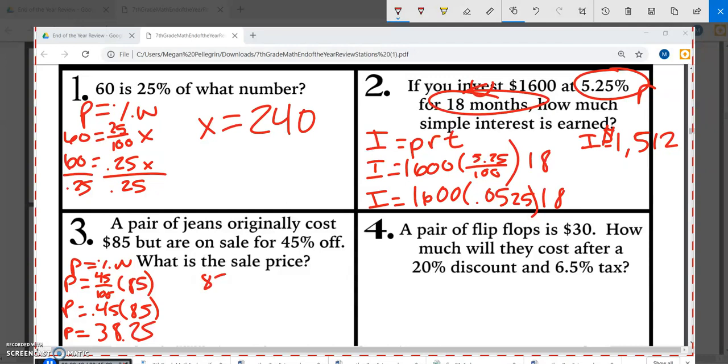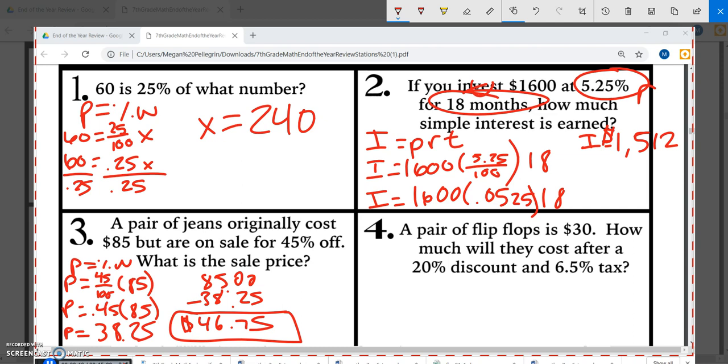Okay, so the original cost was $85, so I have to take away the amount of the discount. And so when I subtract 85 minus 38.25, I get 46.75. Okay, and here's your final answer. I lined up my decimals. I made the work look correct, even though I used a calculator, so make sure you're doing the same.